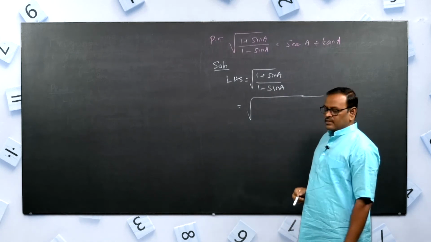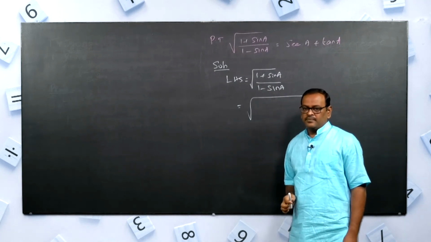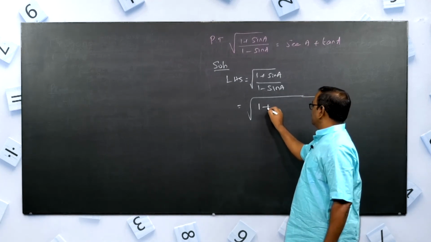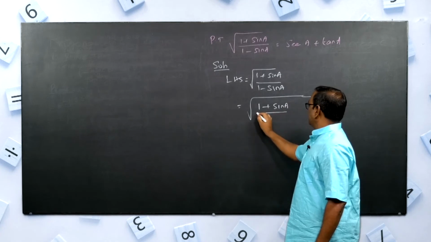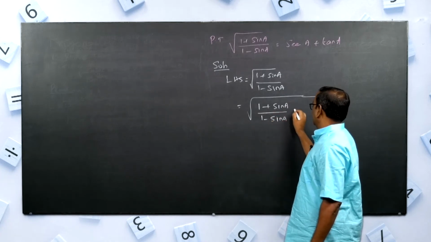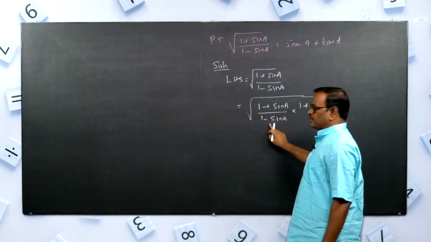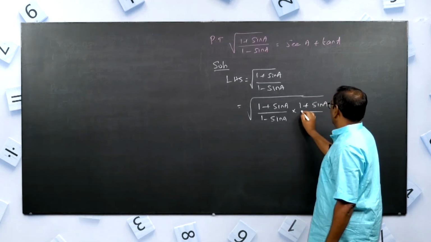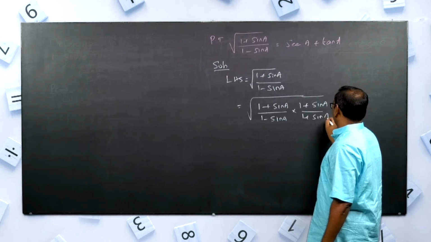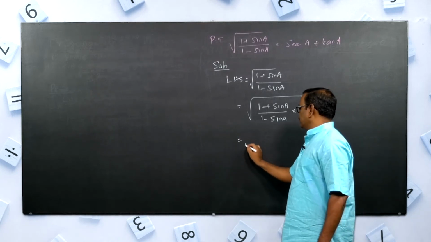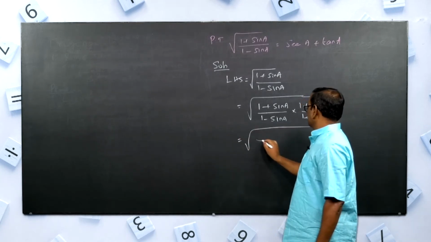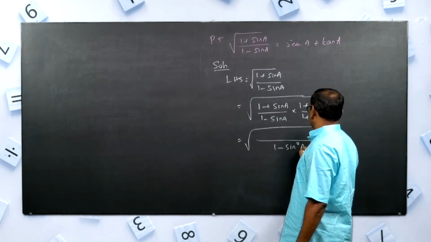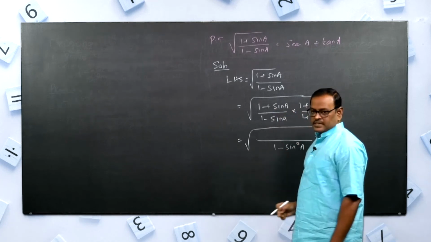Here we have another concept called multiply and divide by the conjugate of either the numerator or the denominator. So here, apply the conjugate of the numerator: (1 plus sin A) by (1 minus sin A) into the conjugate of 1 minus sin A. What is the conjugate of 1 minus sin A? 1 plus sin A by 1 plus sin A. So this is equal to the square root of the denominator, 1 minus sin square A, and in the numerator, 1 plus sin A into 1 plus sin A. What is that value?